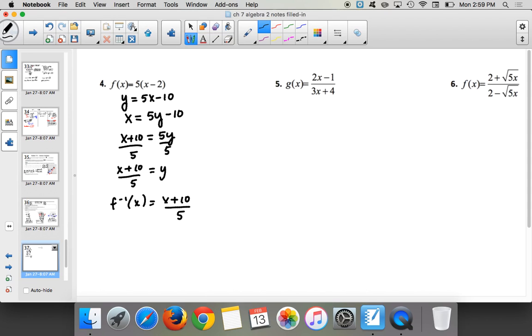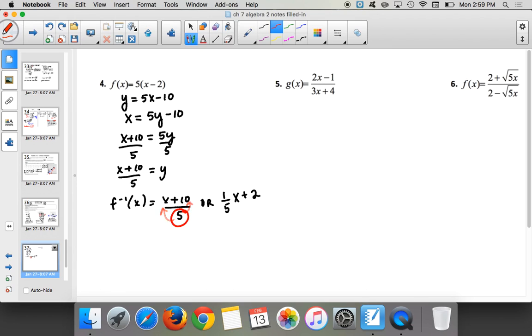So if you check your homework on Tuesday or whenever, Wednesday I guess, when I see you, you might see that your friend has 1/5 x plus 2. That's exactly the same thing. Do you see why it's the same? If you bring this 5 into here and here, x over 5 is 1/5 x. 10 over 5 is 2.